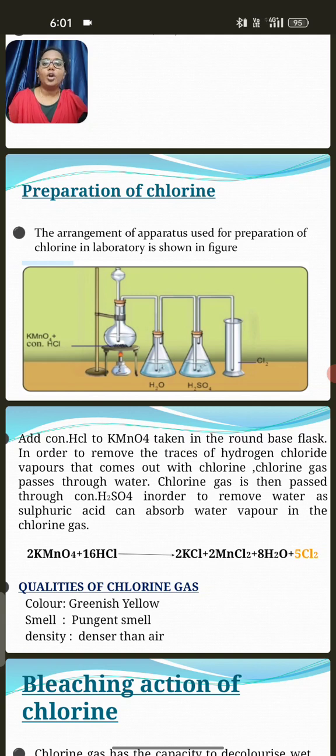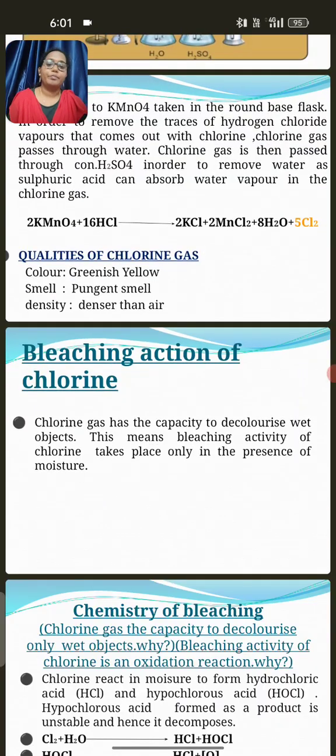We discussed that chlorine is an important element in bleaching powder. Now we will discuss the bleaching action of chlorine. Chlorine gas has a capacity to decolorize wet objects. This means the bleaching activity of chlorine takes place only in the presence of moisture.